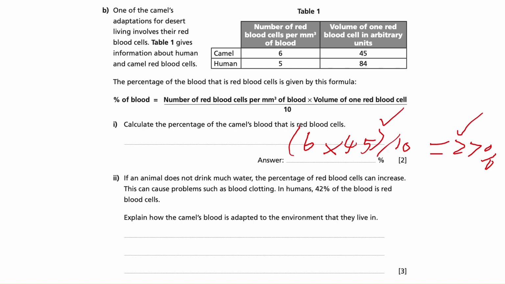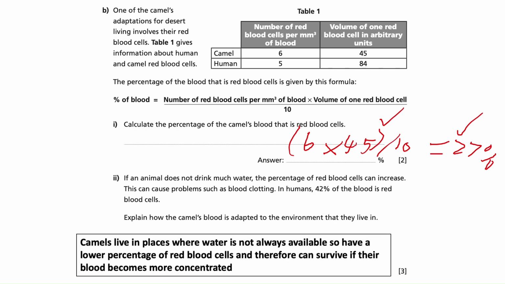Part 2. If an animal does not drink much water, the percentage of red blood cells can increase. This can cause problems such as blood clotting. In humans, 42% of the blood is red blood cells. Explain how the camel's blood is adapted to the environment that they live in. This is quite a challenging question, isn't it? So we need to consider that fact we've been given and also data we have about the camel's blood.